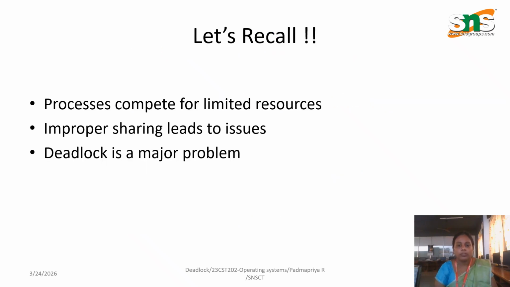So let's recall process synchronization. Processes compete for limited resources. Generally a resource should be in limited supply. N number of processes can access the same resource at the same time. This is process synchronization, and improper sharing leads to issues. So deadlock is the major problem while we are doing process synchronization.